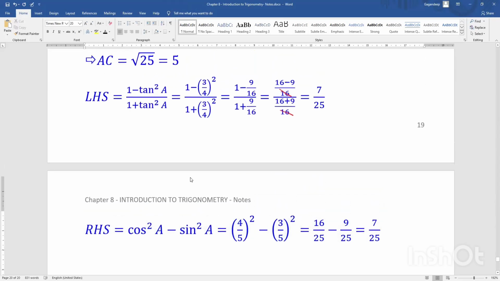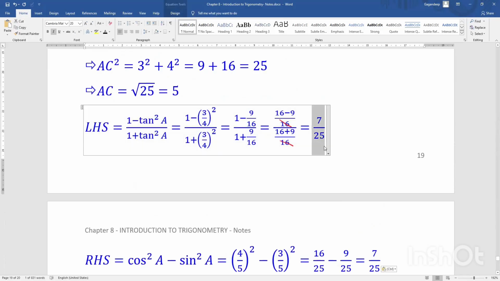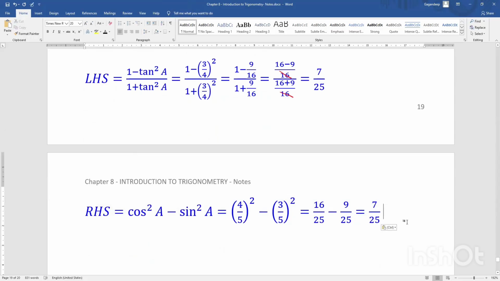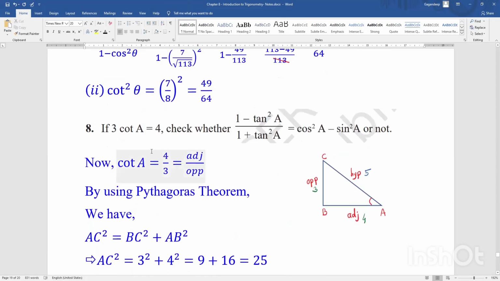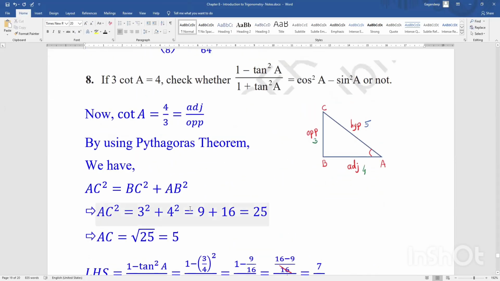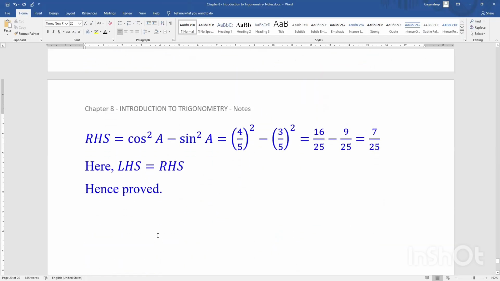Now if you look at this, LHS and RHS are both equal to 7/25. So that means the given problem is verified. So here we can say LHS equals RHS, hence proved. So this statement is true.